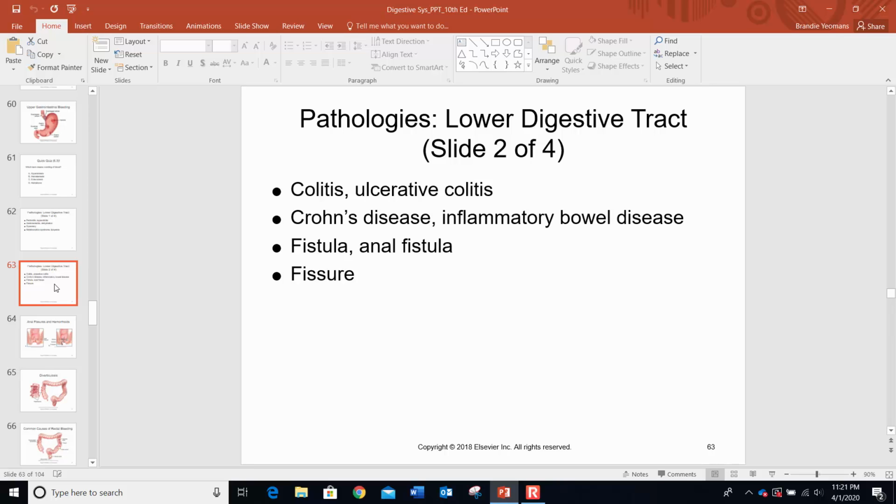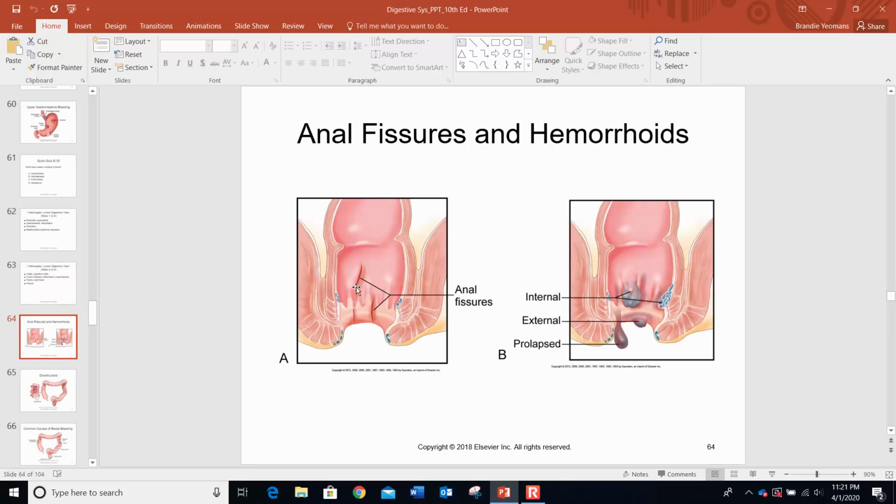The lower digestive tract, you also have those colitis and ulcerative colitis that I mentioned earlier. Crohn's disease, that is a type of inflammatory bowel disease that's chronic, and that typically causes extended problems. You also can see those fistulas and fissures, and just by those terms you kind of think, oh, I don't want one of those, but yeah, this is what it looks like. Those fissures are abnormal cracks there in that tissue.